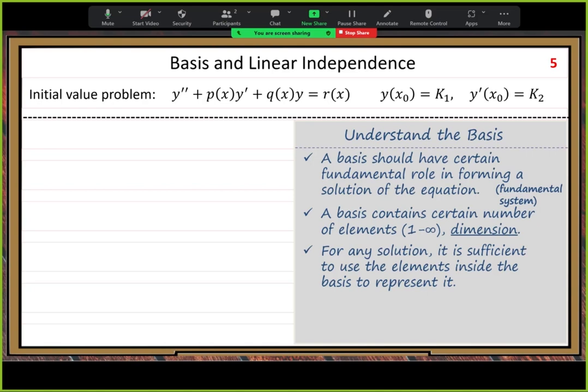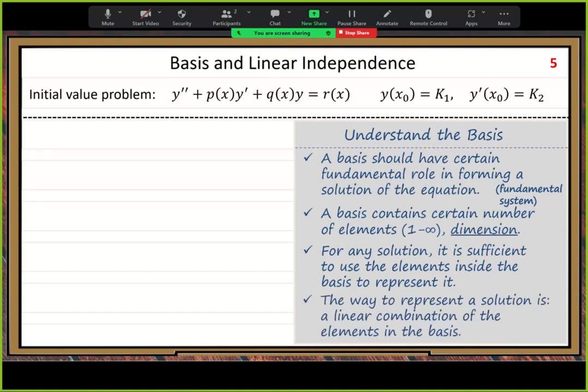Another property. Here I talk about the common properties for the basis. Here it tells you how to represent a solution: it is a linear combination of the elements in the basis. I hope you know the meaning of linear combination, that concept. But here I can write one special example for you.